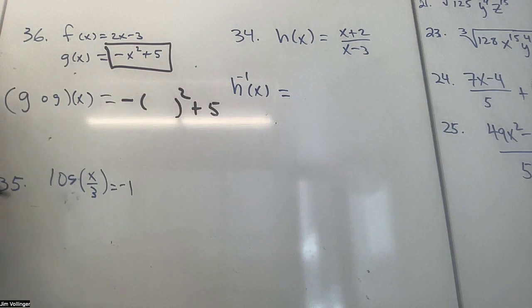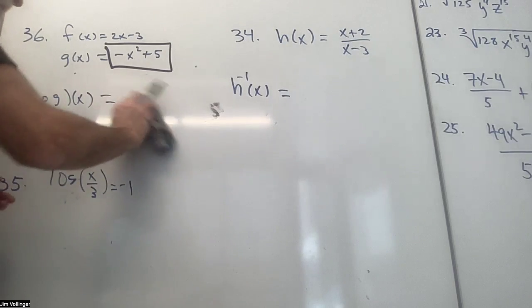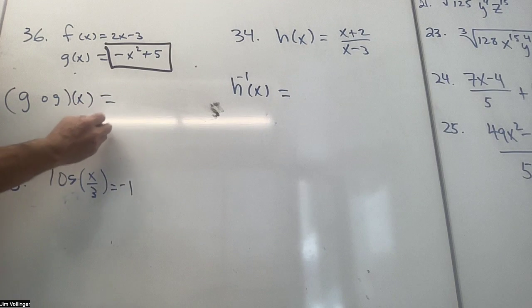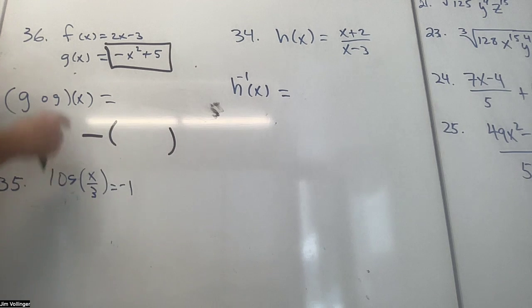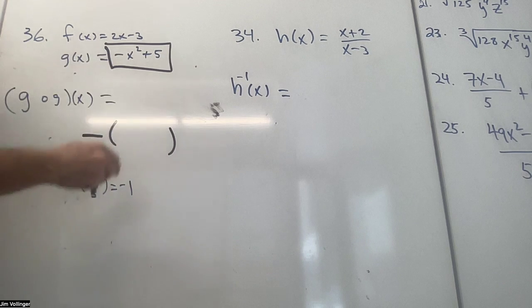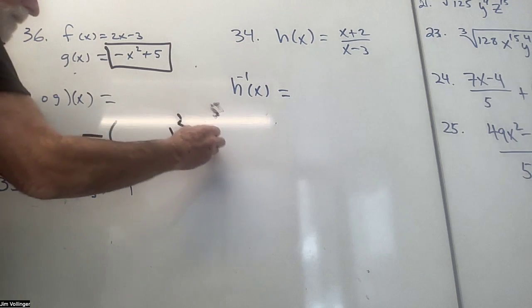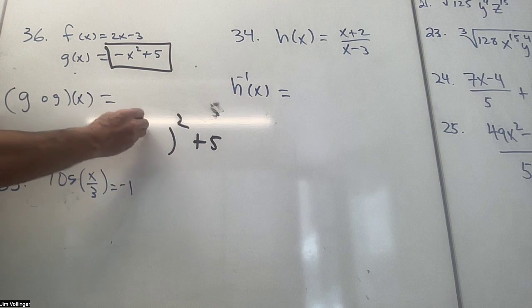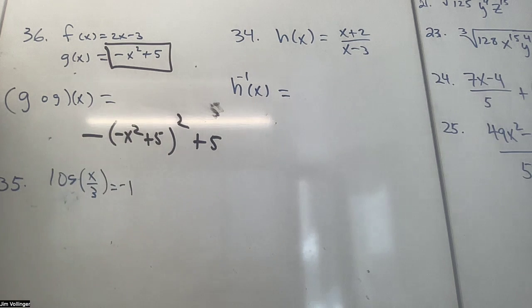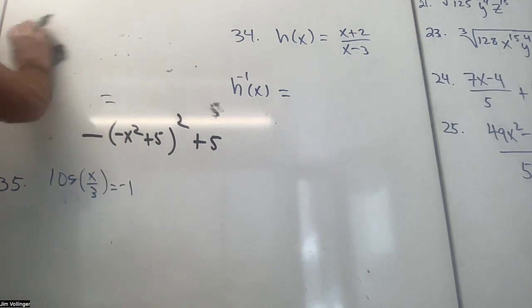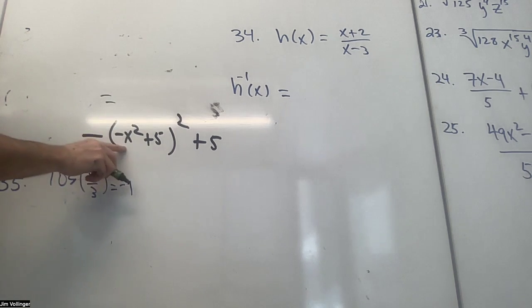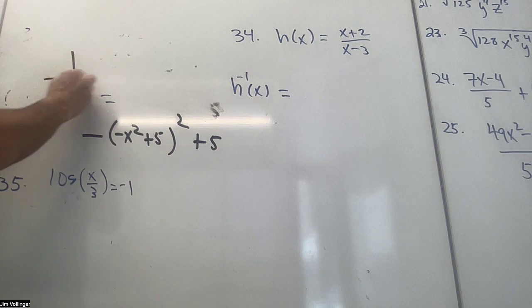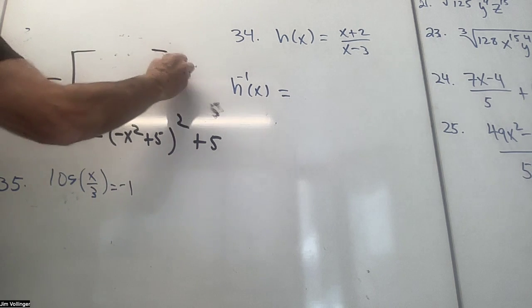So I think I need even more space than that. So let me start here. Put your inputs in place of x. And so what am I going to plug in there? I'm going to plug -x squared plus 5. Ooh, nasty. Okay, so let's do it out and see what we get. All right, so we're going to square this term with a minus in front of it. And then we're going to add 5.